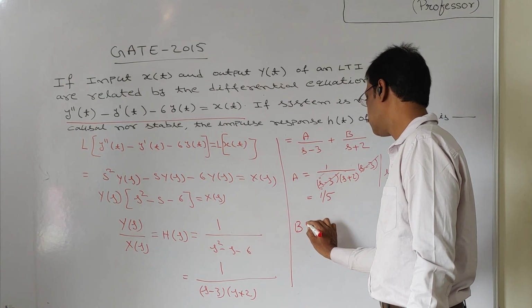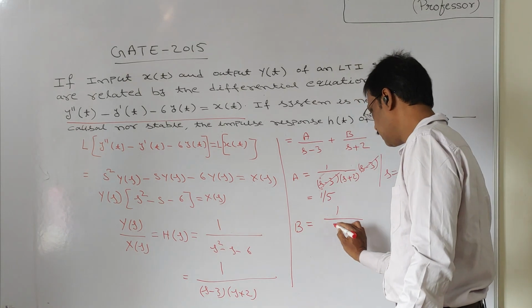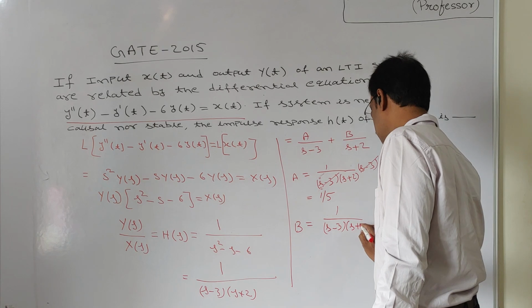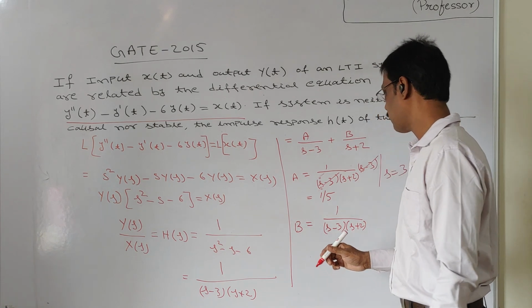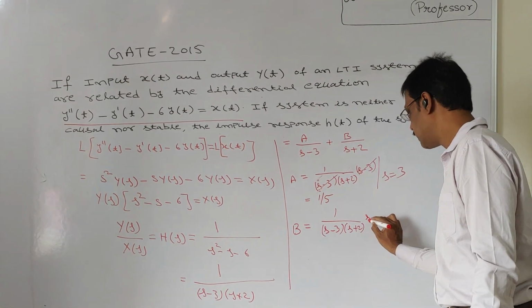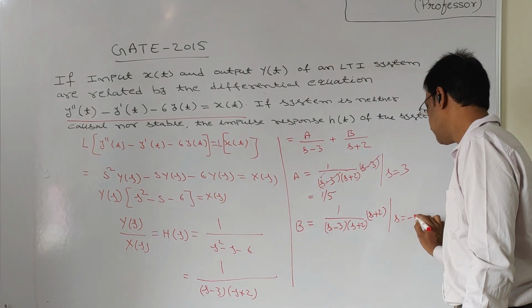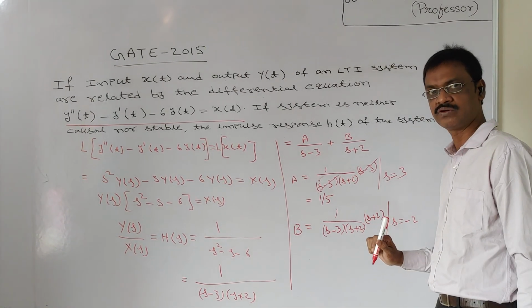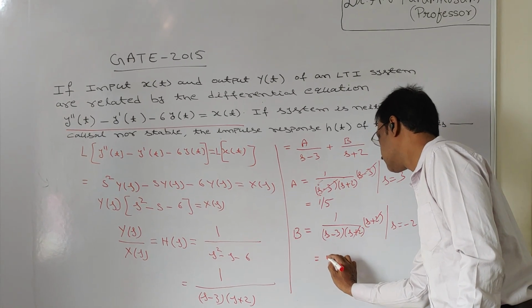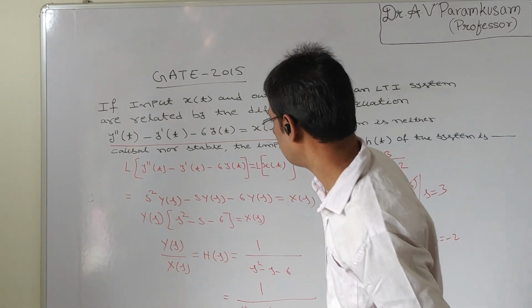Similarly, b is equal to 1 by s minus 3 into s plus 2, and you have to multiply with s plus 2 now, because b is related with s plus 2. You make s plus 2 equal to 0, so s is equal to minus 2. Then if you substitute, this is equal to minus 1 by 5.